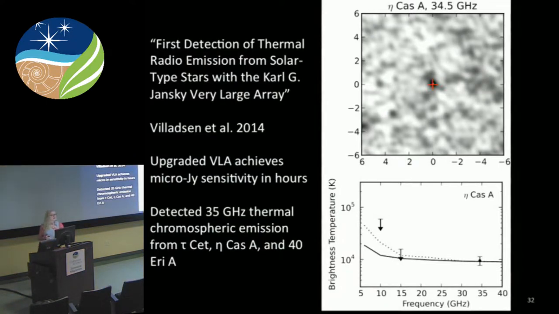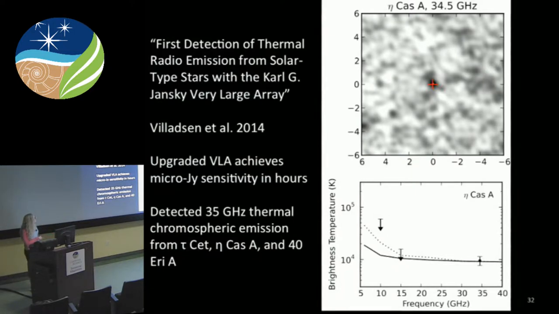The Square Kilometre Array, a big low frequency radio array, is being built in South Africa. With current facilities, including an upgrade to the Very Large Array, the VLA in New Mexico, we're now able to detect the quiet emission from other stars, but at slightly higher frequencies. So just the chromosphere, the 10,000 degree.